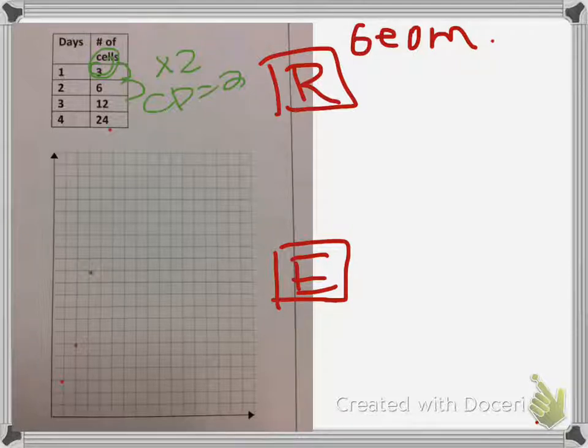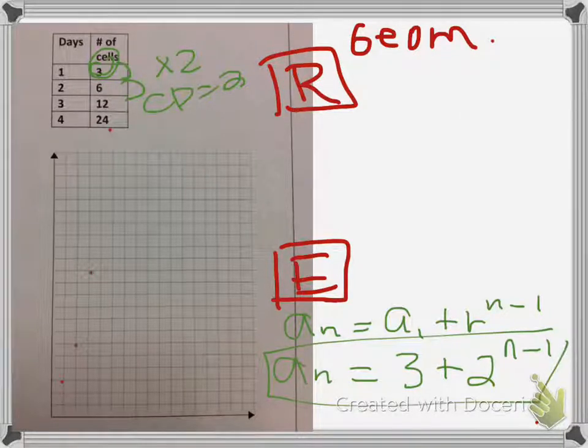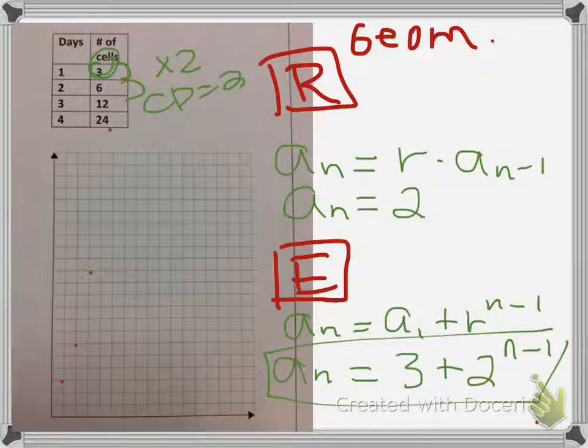The first one, the explicit formula, is a sub n equals a sub 1 times r to the n minus 1. And we just have to substitute our numbers in there. The first term is a1, and it was 3 up in our chart. Our common ratio is 2, and then we have n minus 1. Depending on what term we're looking for, this is the formula we're going to use. The recursive formula looks like this: r times the previous term. So our r value is 2, and we're just going to times it by our previous term.